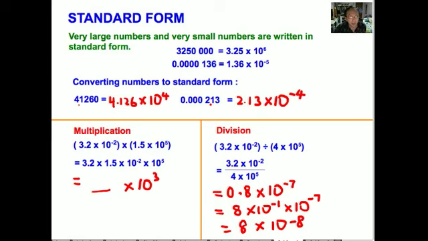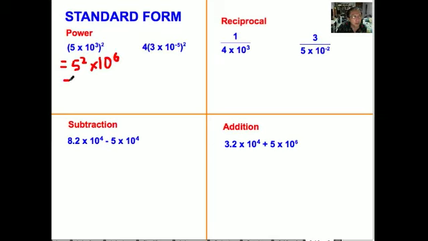We look at further examples of standard form. Let us now take a look at the power of a standard form. Applying the law of indices, we apply the power to 5 as well as 10, giving us 25 times 10 to the power of 6, which is just 2.5 times 10 to the power of 7. Since 25 has a 10, we add 1 to the power here to give us 10 to the power of 7.